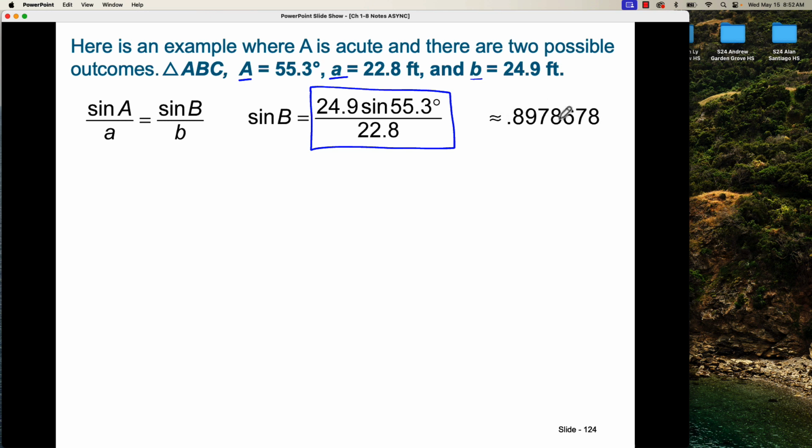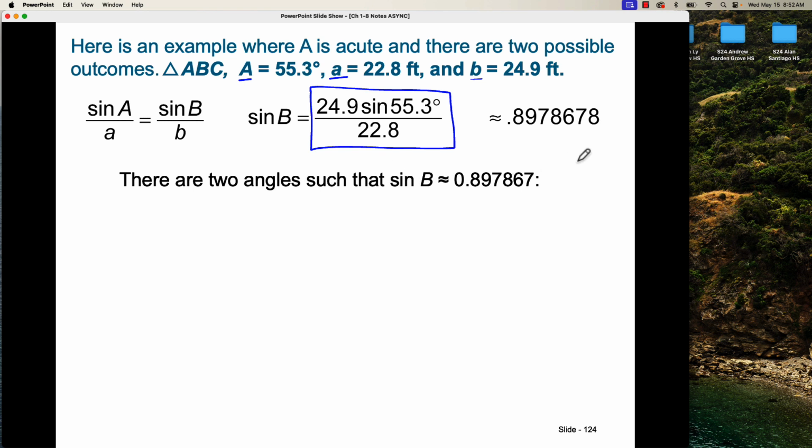0.8978678. This is in the domain of sine. Furthermore, sine of angle B hitting this value happens more than once. There are two triangles such that sine of B is equivalent to our 0.897 and so on. One option would be angle B being 63.9 degrees, and a second option for B would be 180 degrees less that, leaving us with 116.1 degrees.